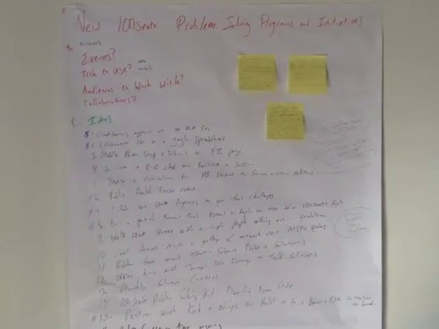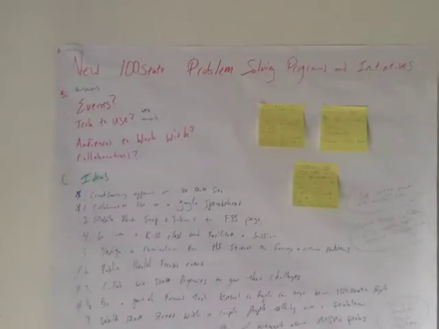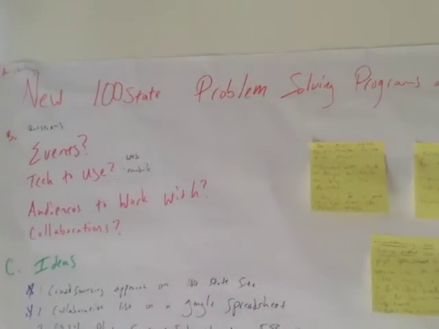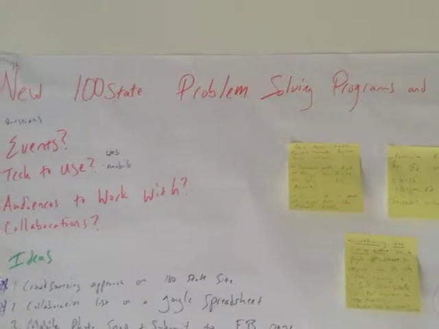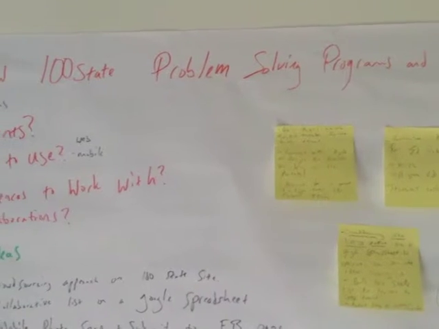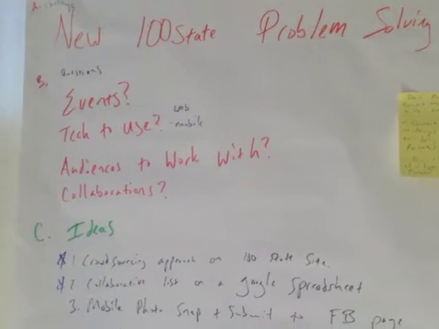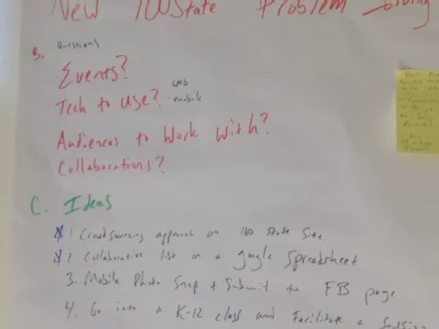Here's innovation step by step on one of those big sheets of paper. So what I do is I start with the challenge. That's A, right? And in this particular challenge, we're looking at developing new problem-solving programs and initiatives for a nonprofit organization called 100 State. The next step is the question step.